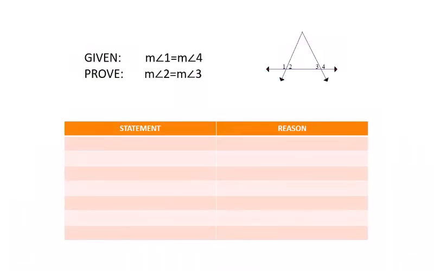All right, one more proof for this video. So here we're given measure of angle 1 is equal to the measure of angle 4. So I'm going to write that down as my first statement. Okay, and then my reason is given. I'll number my reasons too this time. I didn't do it last time.